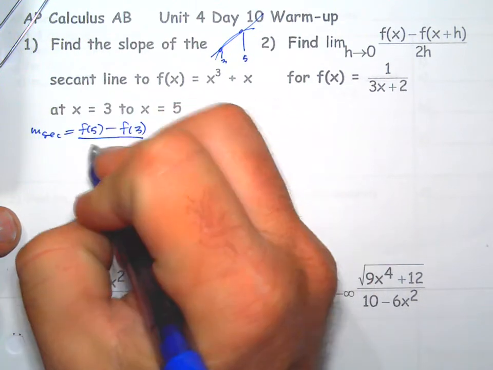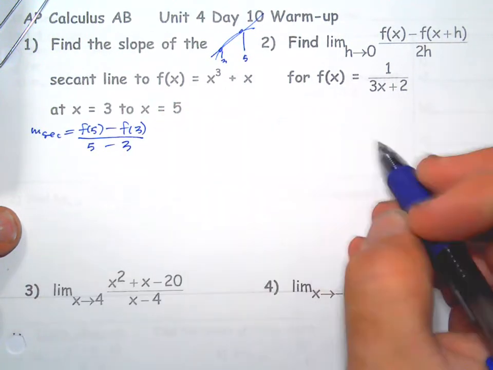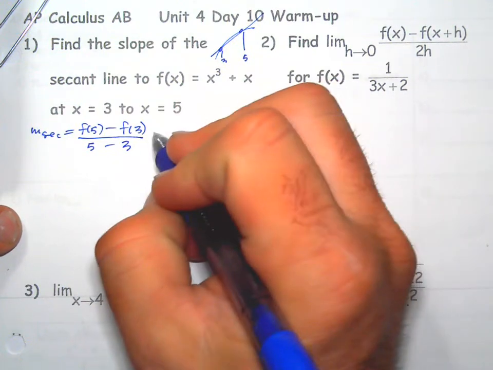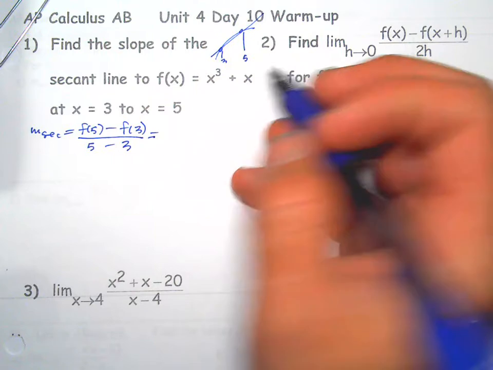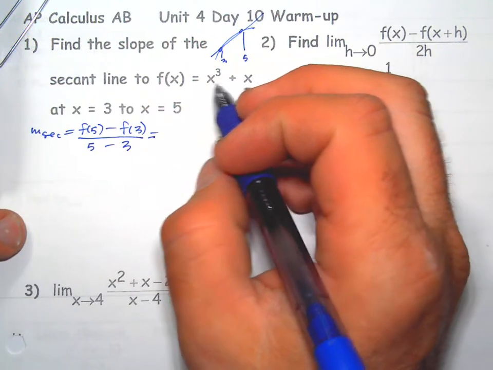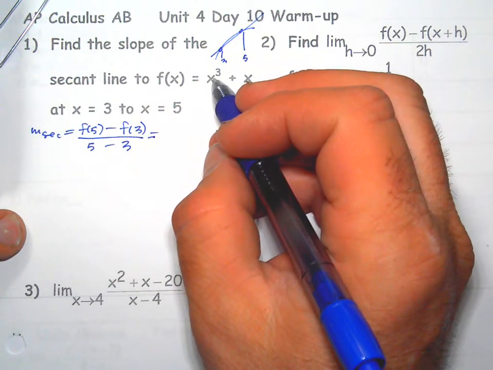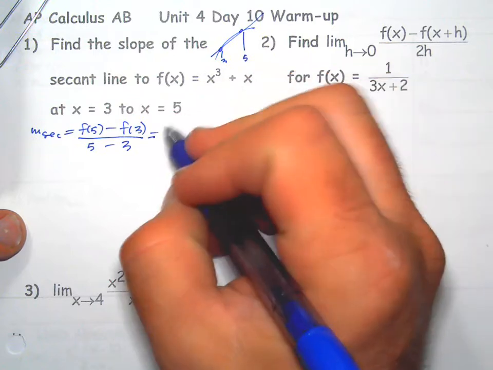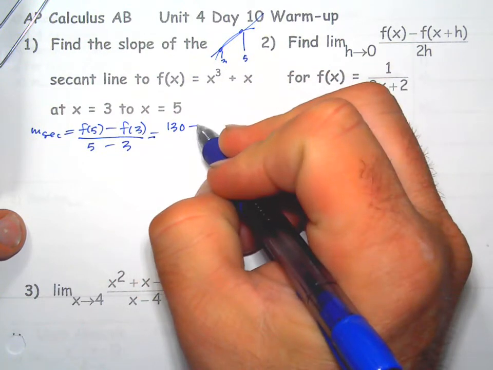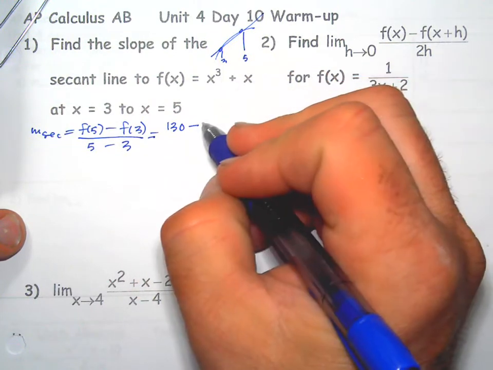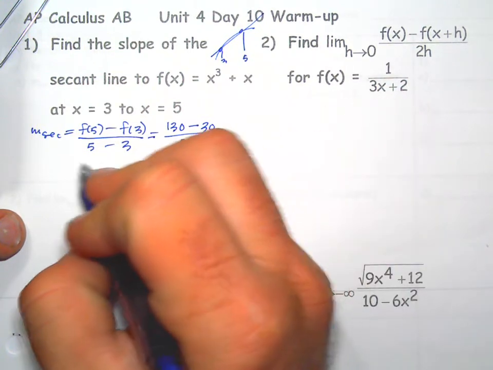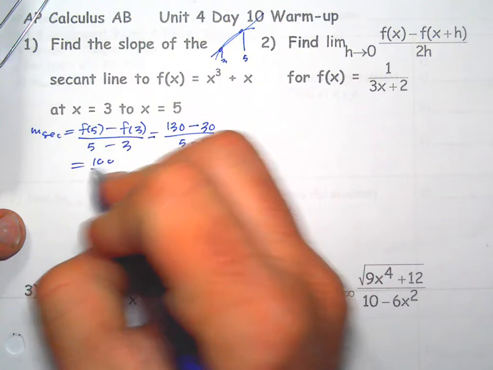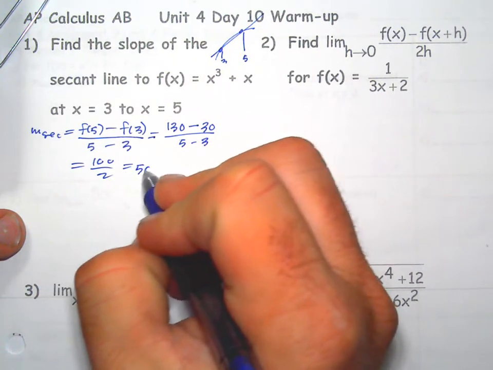So this is really good to show because this shows me that you know what you're doing. Make little mistakes after that, that's less. If you don't show this and you make mistakes, then I might not really see that you know what you're doing. 5 times 5 is 25 times 5 is 125 plus 5 is 130 minus 27 plus 3 is 30 over 5 minus 3 is 100 over 2 is 50.